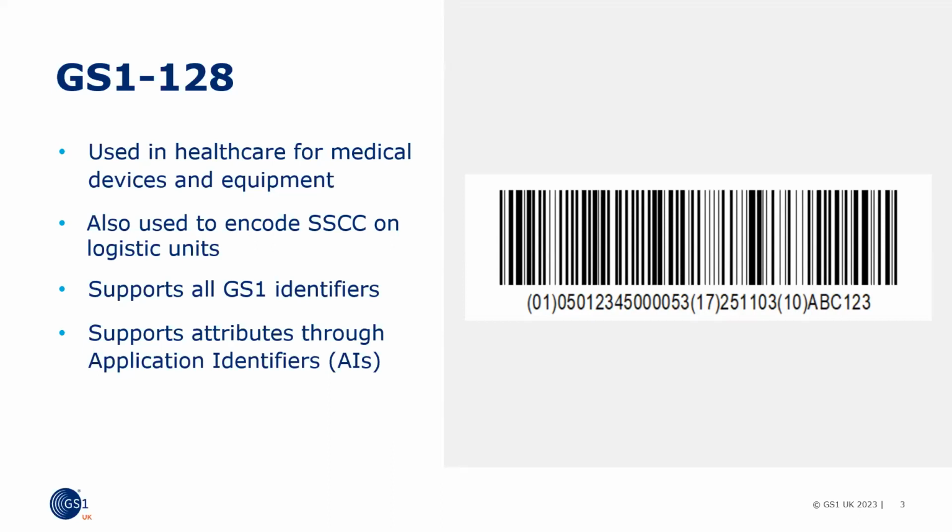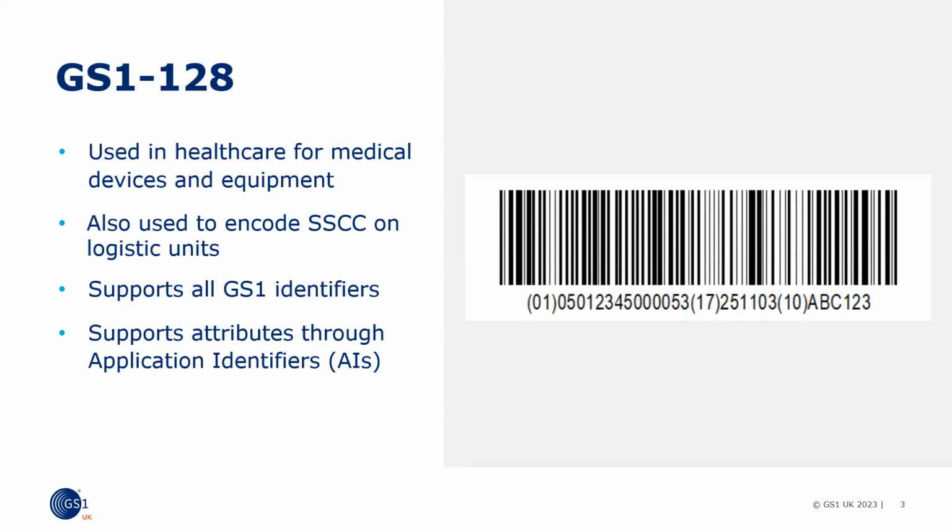The GS1 128 is widely used on GS1 logistics labels, such as pallets, to capture the serial shipping container code, the SSCC. This barcode can be used to capture all the GS1 identification keys, most commonly the GTIN for products. It is being used by many hospitals to capture global location numbers at physical locations.